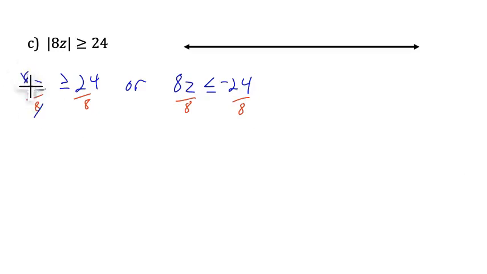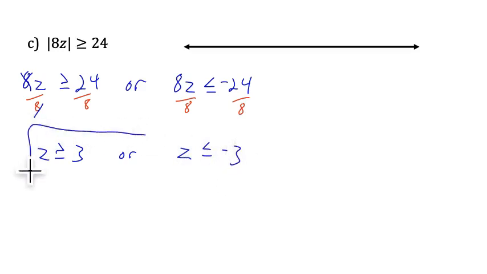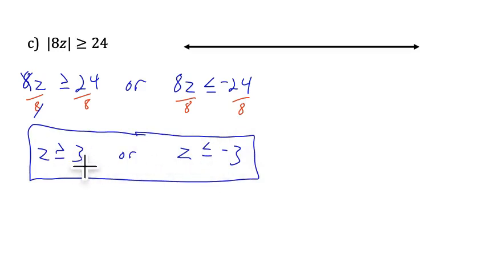These 8's cancel. So we have z is greater than or equal to 3, or z is less than or equal to -3. So that's how we write our answer there. When it's "or," we do not put our two inequalities together into one expression. We keep them separate. It's this or that.